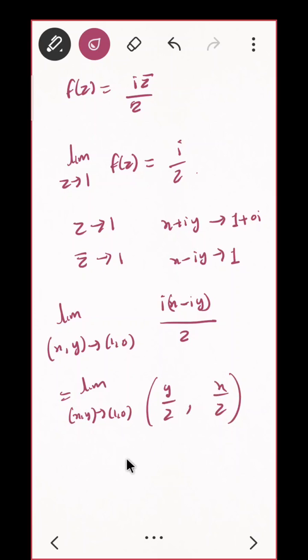Now do you agree? Now if you want to solve this limit, what do you do? If you want to solve this limit, x y tends to 1 0. Since either denominator has no x and y, there is no issue. You will directly substitute, correct? Instead of x put 1, instead of y put 0. So this converts to 0, 1 by 2. But how do we write 0, 1 by 2? i by 2. This is what, correct?